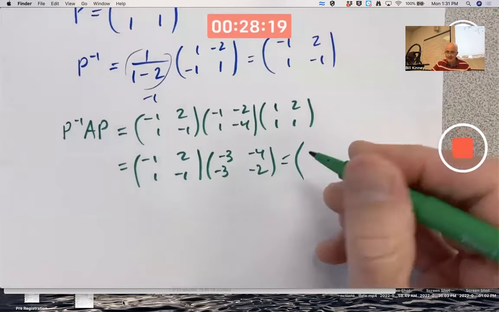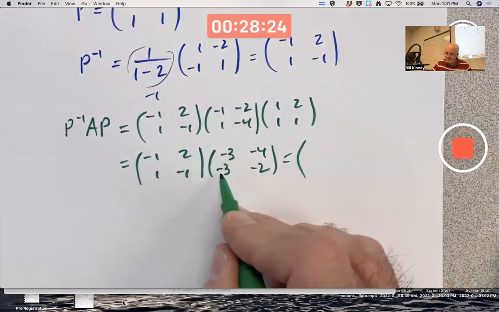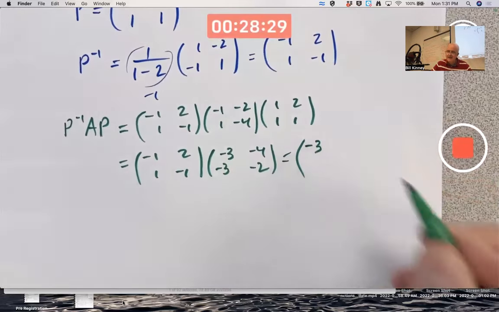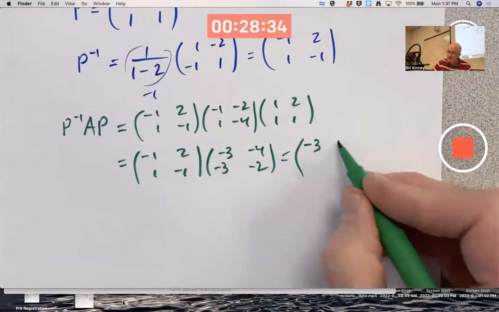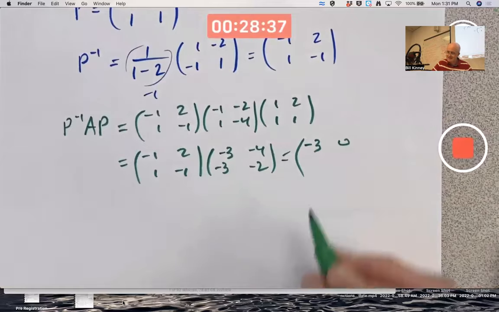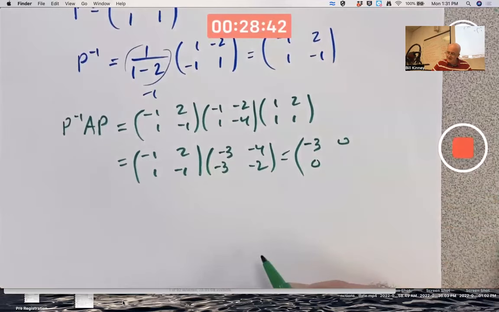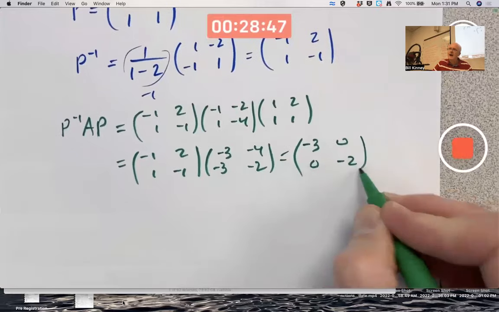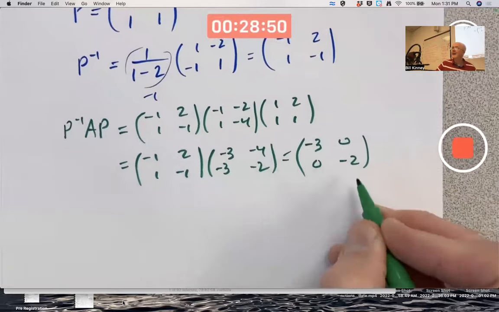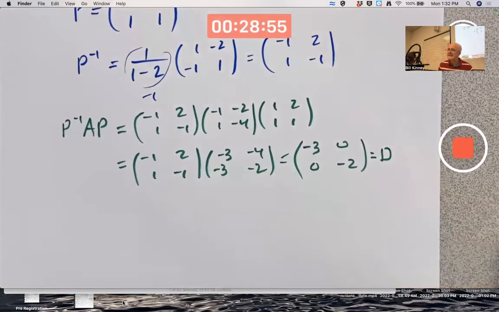What are they doing? Here I get +3 times -6 is -3. I bet I get a 0 up here. Let's see. +4 times -4 is 0. I bet I get a 0 down here. -3 times plus 3 is 0. I bet I get -2 here. -4 plus 2 is -2. How did I know that would happen? Because those are the eigenvalues. I knew that had to be the case if I didn't make a mistake. That's a diagonal matrix. Call it D.